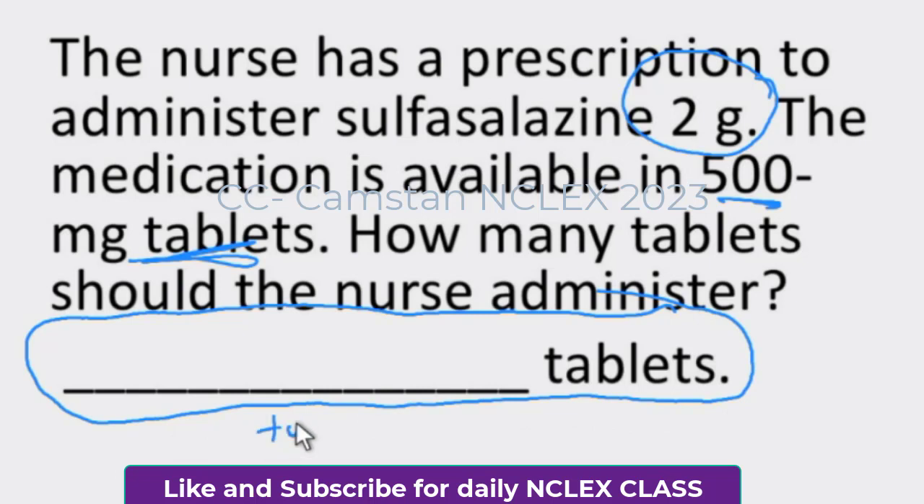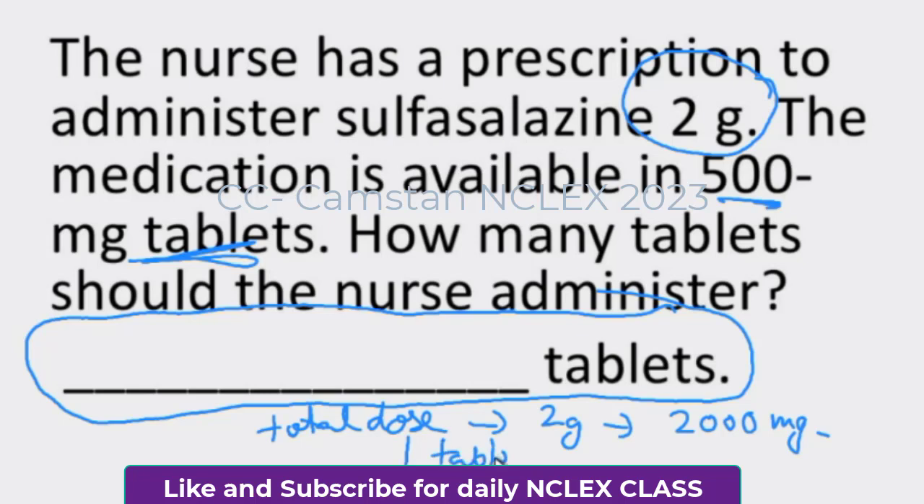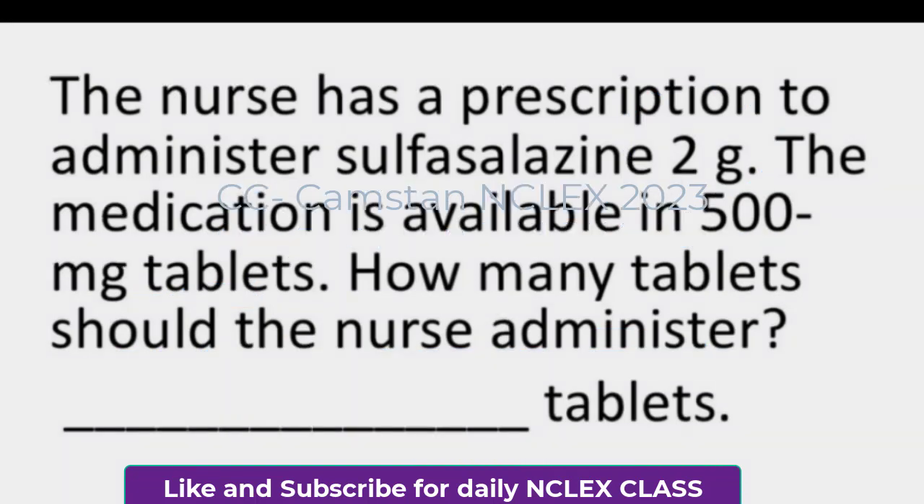Total dose is 2 gram, that is 2000 milligram. One tablet dose is 500 milligram. So number of tablets that the nurse should administer is 2000 divided by 500, and that will equal 4. So the correct answer is 4 tablets, right? Right. Now move on to the next question.